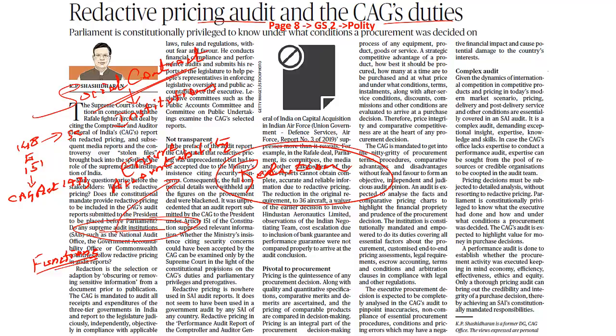Such a thing is what is called redaction. So what is redaction here? It is a selection or adoption by obscuring or removing certain sensitive information from the document of the CAG. But why are we discussing this? The reason is because of Rafale.